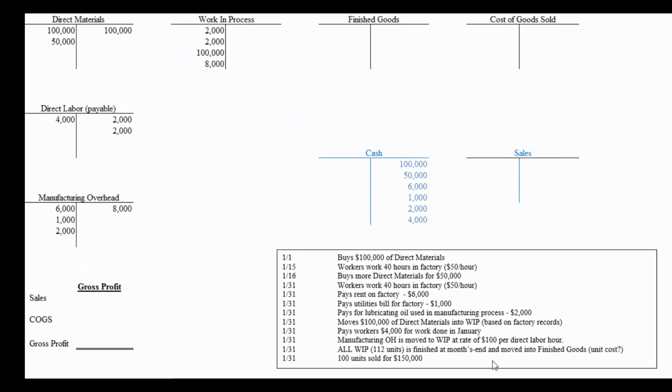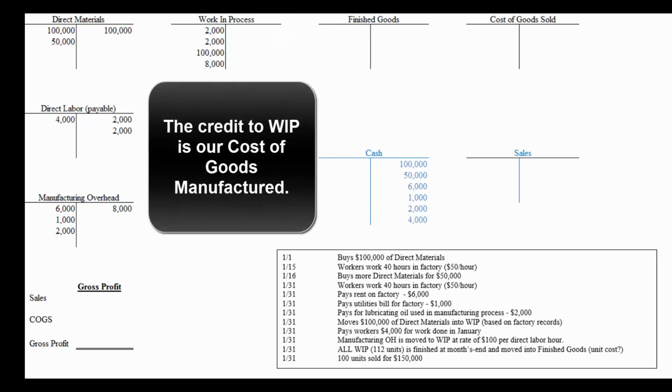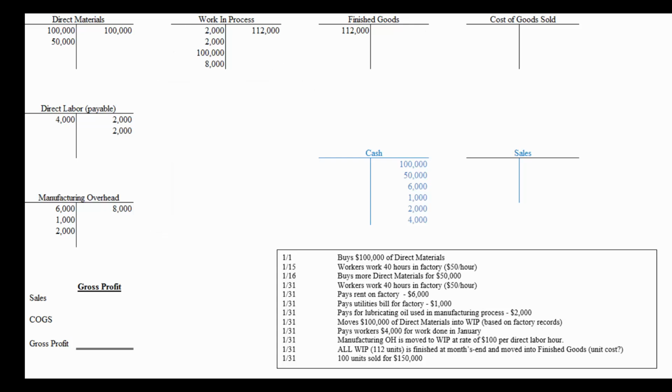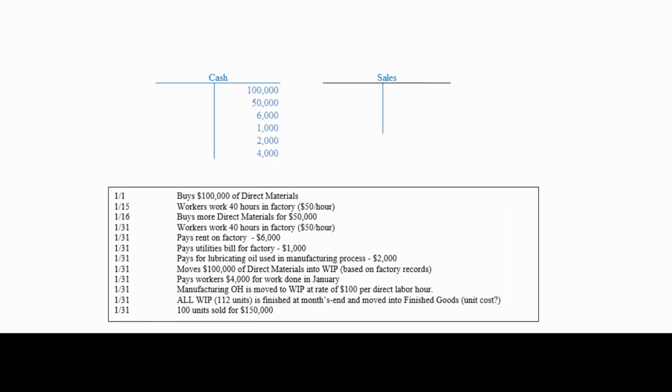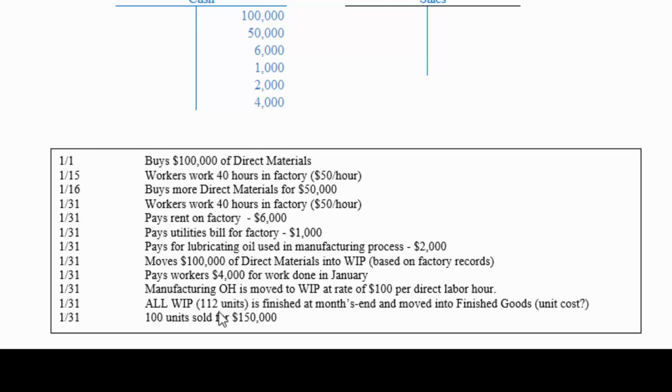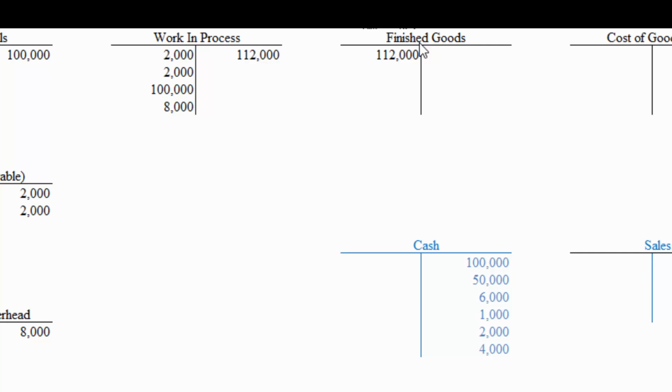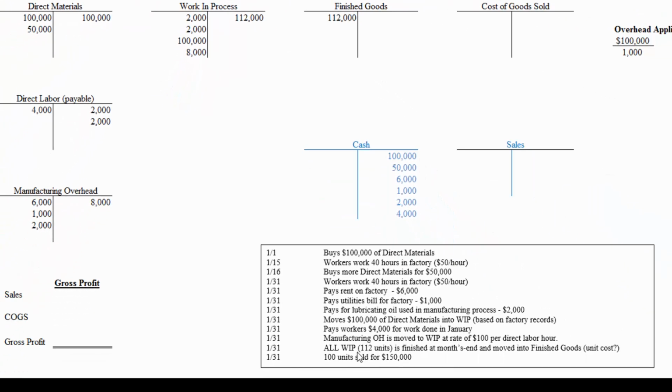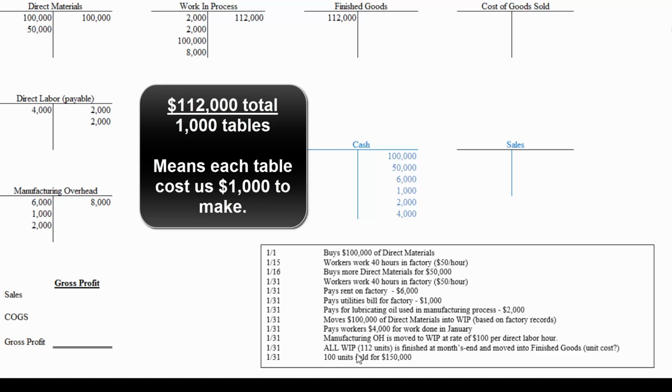Then the problem tells us that all the work is done. So we're going to take all $112,000 out of work in process and move it into finished goods, where it will accumulate no more costs. So what's the balance in work in process now? It's zero. $112,000 in, $112,000 out. Now we have to figure out how much it costs us to make each dining room table. It tells us down here that there were 112 tables made. If it costs us $112,000 to make 112 tables, it must cost us $1,000 each.